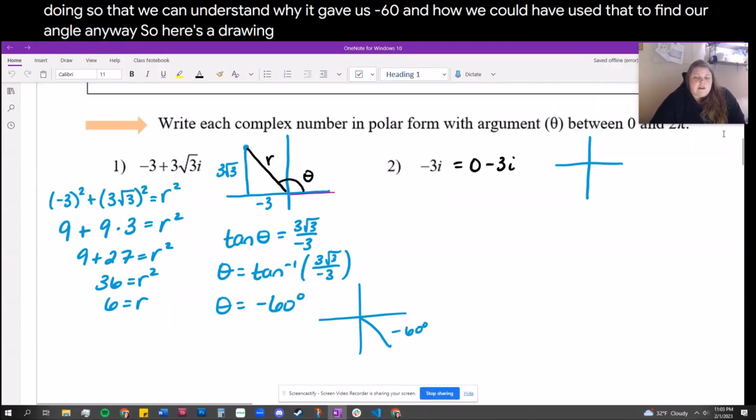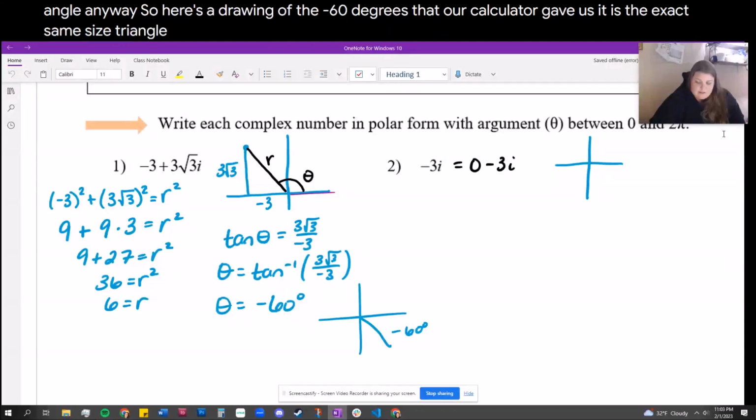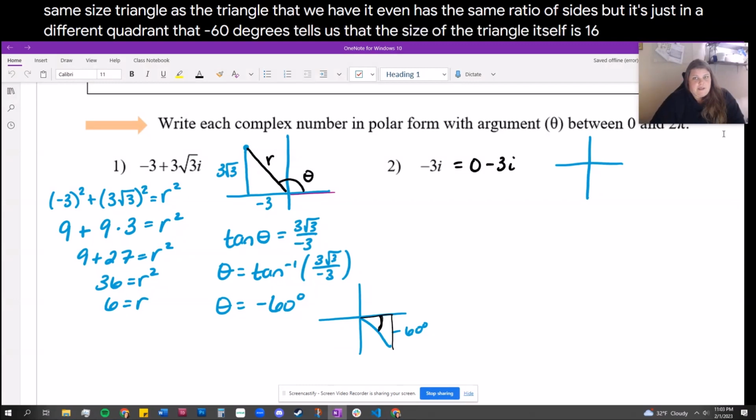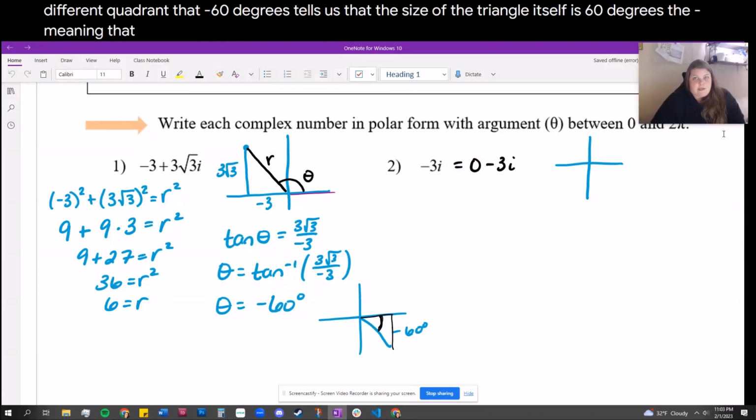So here's a drawing of the negative 60 degrees that our calculator gave us. It is the exact same size triangle as the triangle that we have. It even has the same ratio of sides, but it's just in a different quadrant. That negative 60 degrees tells us that the size of the triangle itself is 60 degrees, the negative meaning that we just went clockwise instead of counterclockwise to get there.